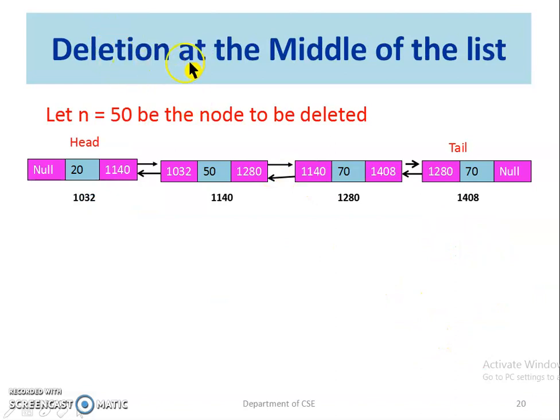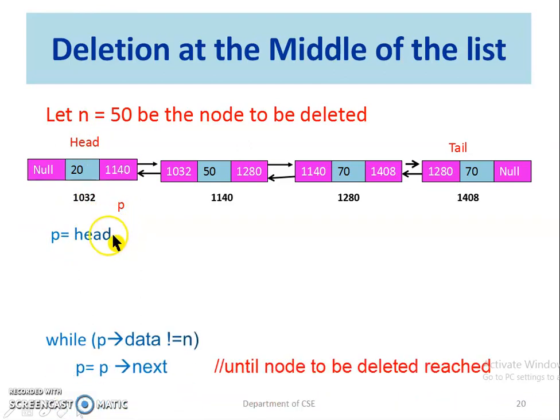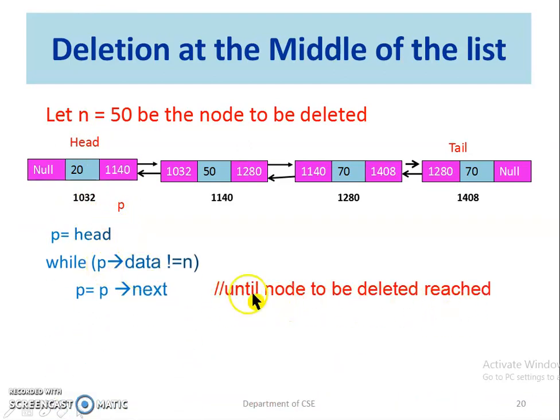Now let us see how the deletion of the node in the middle of the list is carried out. Similar to the insertion, the deletion in the middle is slightly complicated as we have to set both previous and the next pointer fields. Hence, observe carefully. Consider let n is equal to 50 be the node to be deleted. Make use of the temporary pointer p which points to the head node initially. Make the pointer p traverse through the list until the node to be deleted is reached.